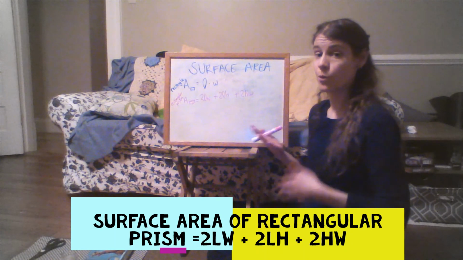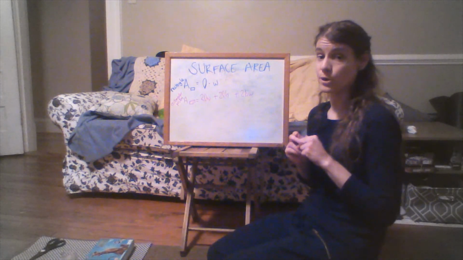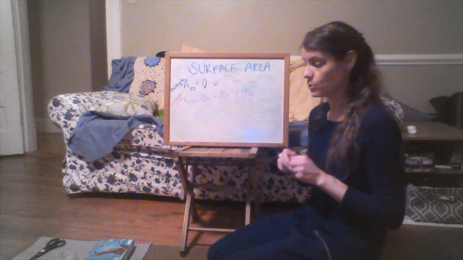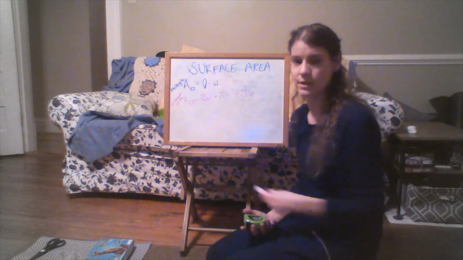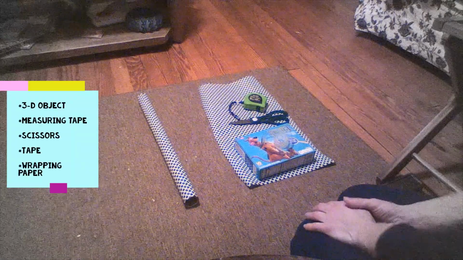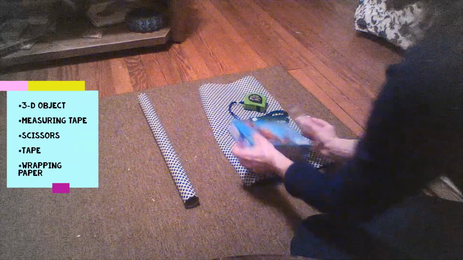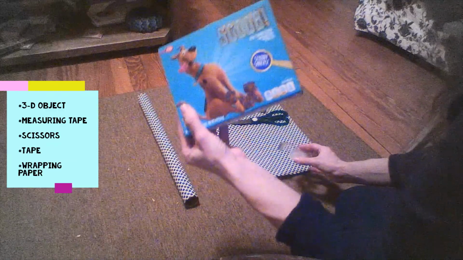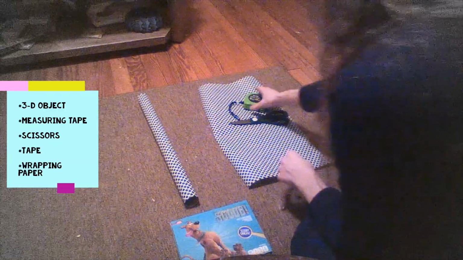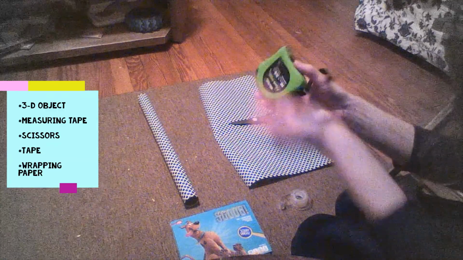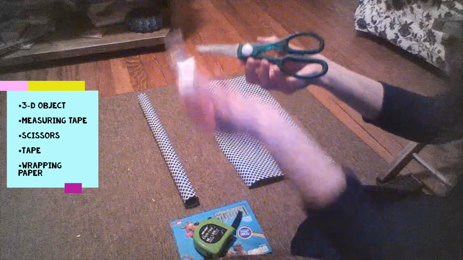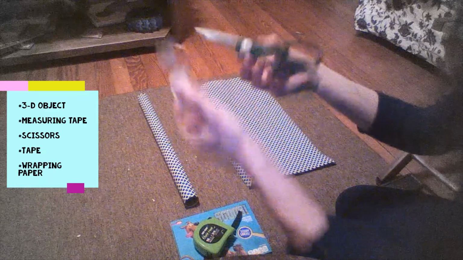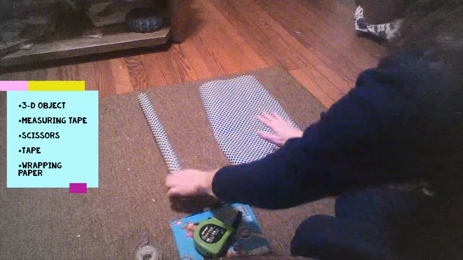Now, for our example today, we are going to be wrapping a gift and using some measurements. So I'll go ahead and show you what we're working with down here on the floor. We have our 3-dimensional object. We have our measuring tape to make our measurements with, scissors and tape to actually put the present together, and we've got our wrapping paper.